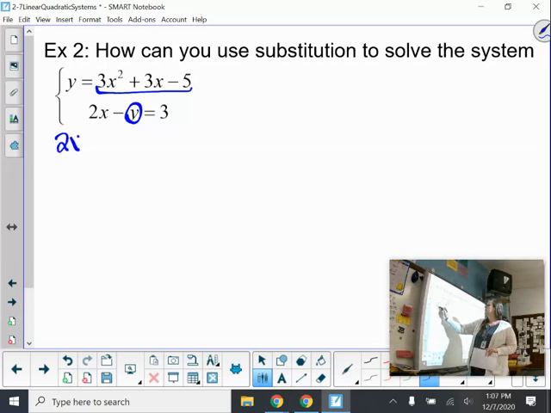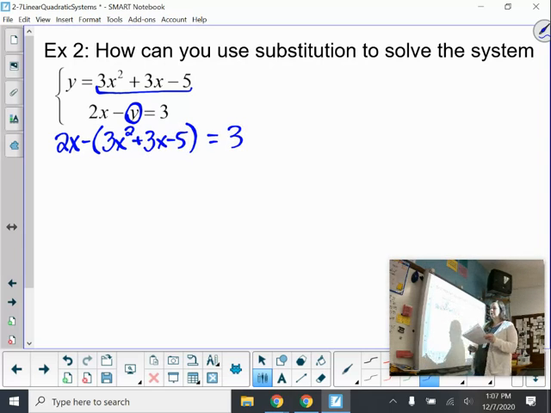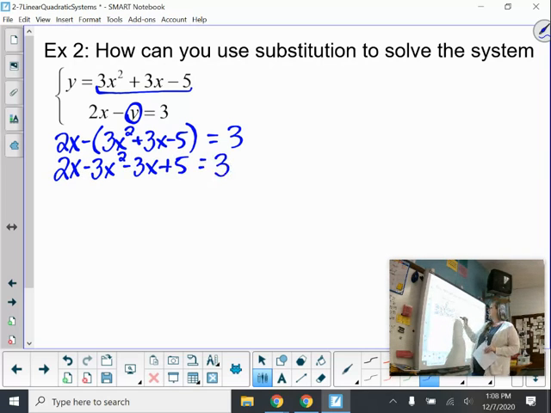So we have 2x minus the quantity 3x squared plus 3x minus 5, and then that's equal to 3. So we plug it in. Again, we're replacing the y with the 3x squared plus 3x minus 5. I do have to distribute the minus. Notice that goes to everything. And then I can combine my terms.